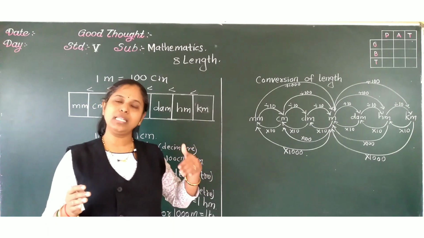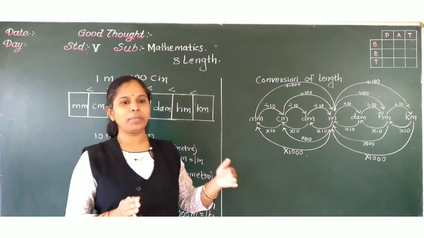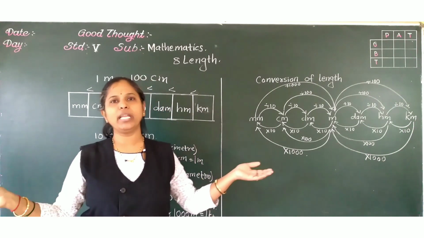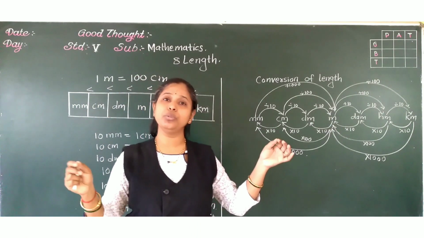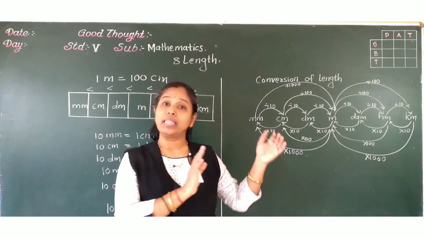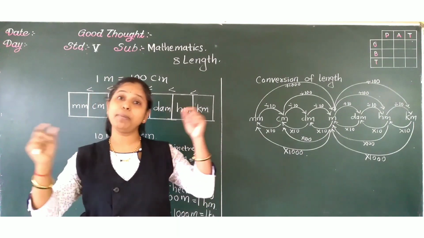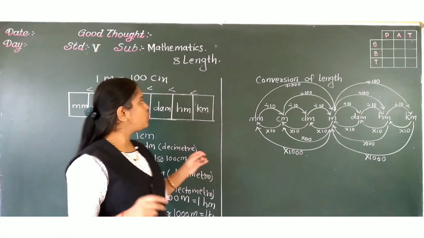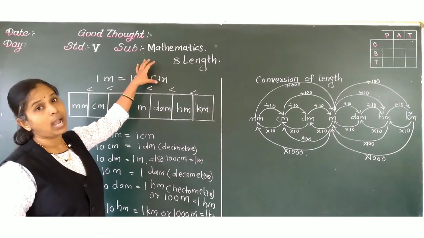But all these lengths we measure in different units. Suppose a small piece of cloth is there, then we measure it in centimeter. If it is a little bigger, then we measure in meter. But the length of the road we do not measure in centimeter and millimeter. That we measure in kilometer. The kilometer is the biggest unit of measuring length. So we know 1 meter is equal to 100 centimeter.